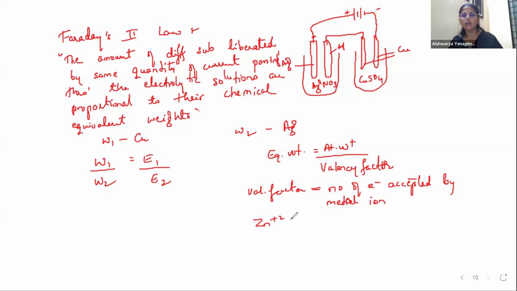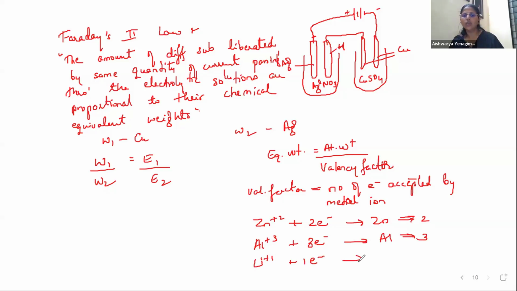Zn plus 2 will accept how many electrons? It will take 2 electrons to form Zn. So what is the valency factor of Zn plus 2? Valency factor of Zn plus 2 is 2. Similarly, take example of Al plus 3. It will take how many electrons? It will take 3 electrons to form Al. So what is the valency factor for Al? It is 3. Here it is 2. If you take lithium plus 1, it will take 1 electron and forms lithium metal. So what is the valency factor for lithium? It is 1. So this is valency factor, equivalent weight, atomic weight divided by valency factor.